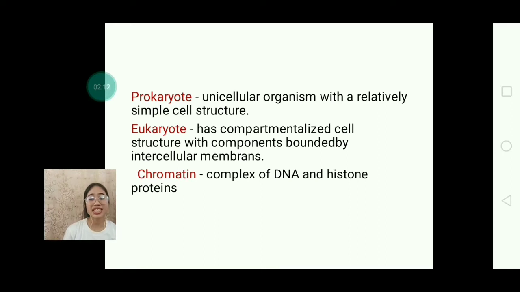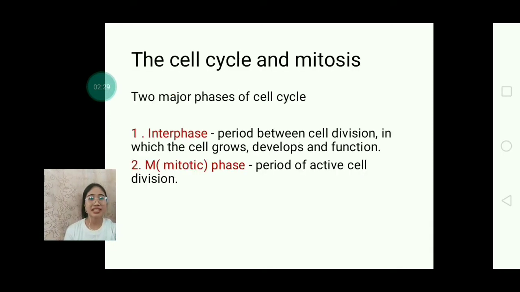In a eukaryotic cell, DNA associates with a special class of proteins called histones. The complex of DNA and histone proteins is called chromatin. Okay, next, the cell cycle and mitosis. There are two major phases of the cell cycle. We have interphase. It is the period between cell divisions in which the cell grows, develops, and functions.